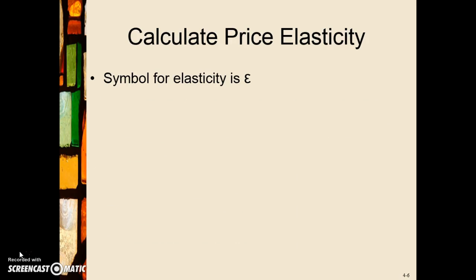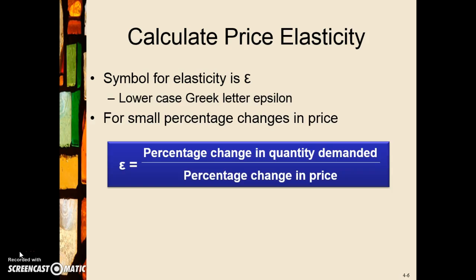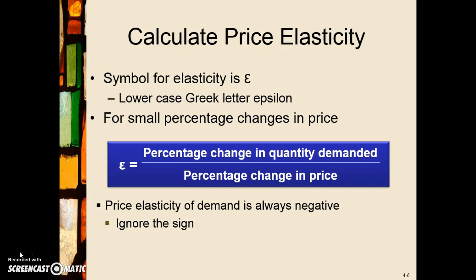We're going to use this letter E to symbolize elasticity. It's just the Greek letter epsilon. The formula is the percentage change in quantity demanded divided by the percentage change in price. If you apply this formula, what comes out is the price elasticity of demand. It's always going to be negative because changes in price and quantity always move in opposite directions. If the price goes up, the quantity demanded goes down. If the price goes down, the quantity demanded goes up. Because it's always negative, we're just going to ignore the negative sign and say a price elasticity of -2, we'll just call it 2.